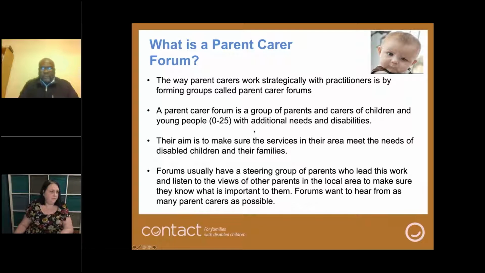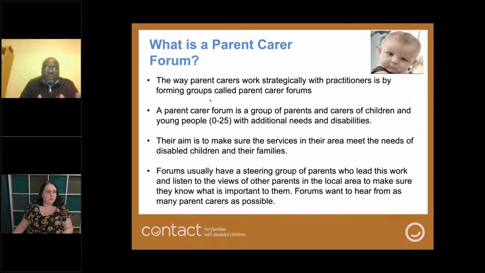Richard, over to you. Okay, so what is a parent carer forum? This is quite interesting, because you have many meetings that we go to as parents, and some of these are not really parent carer forums. But what we want to establish is what it is, not what it is not. It is not a support group. We are there to influence the service provision for our kids.